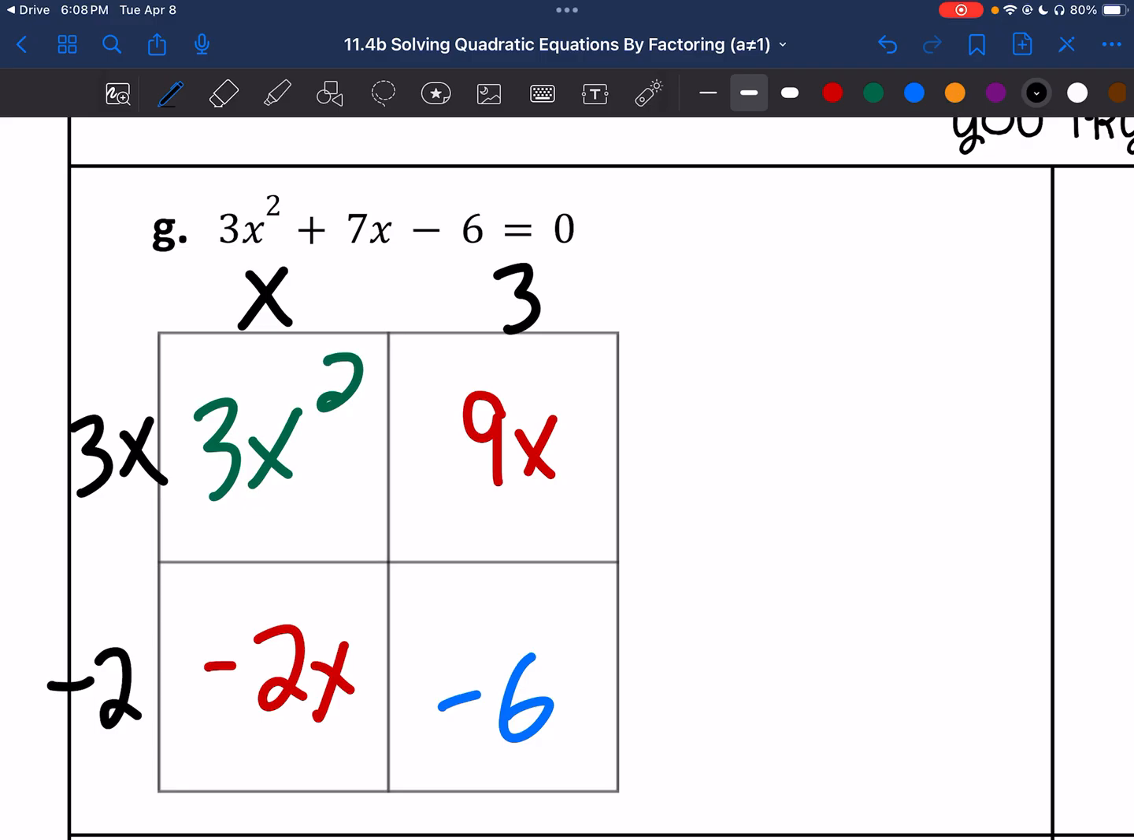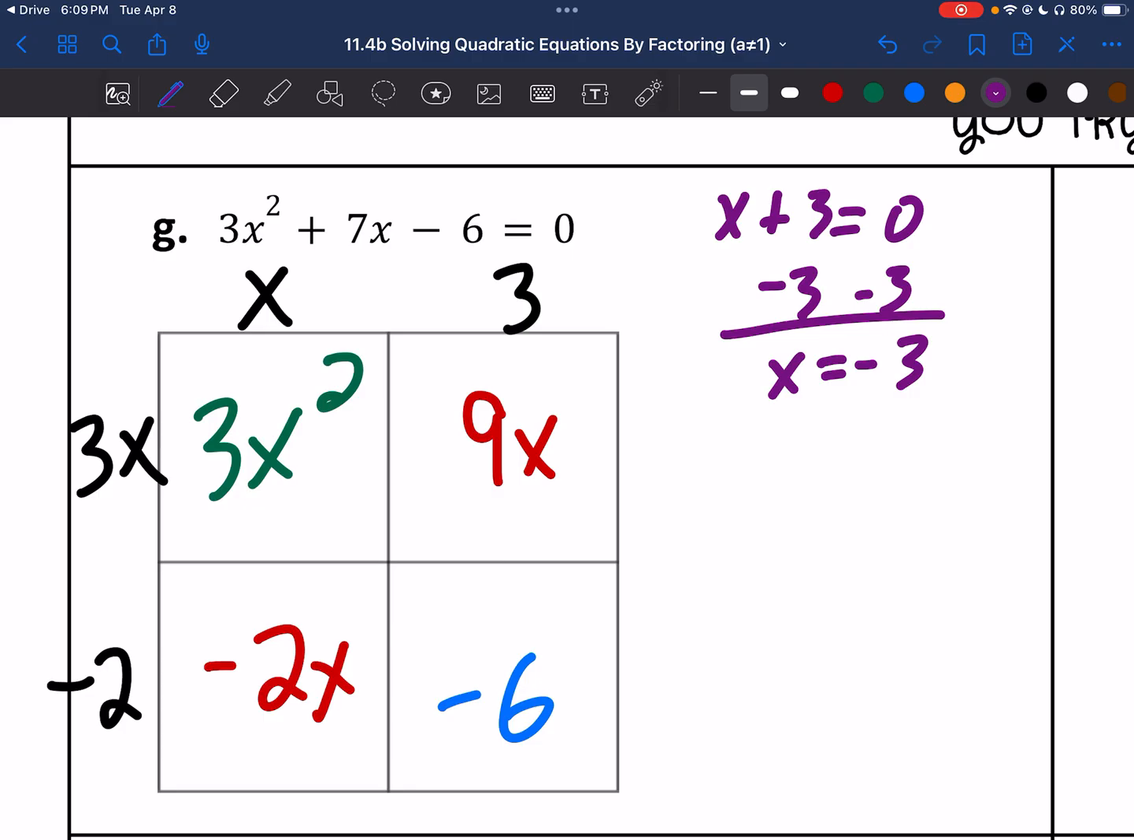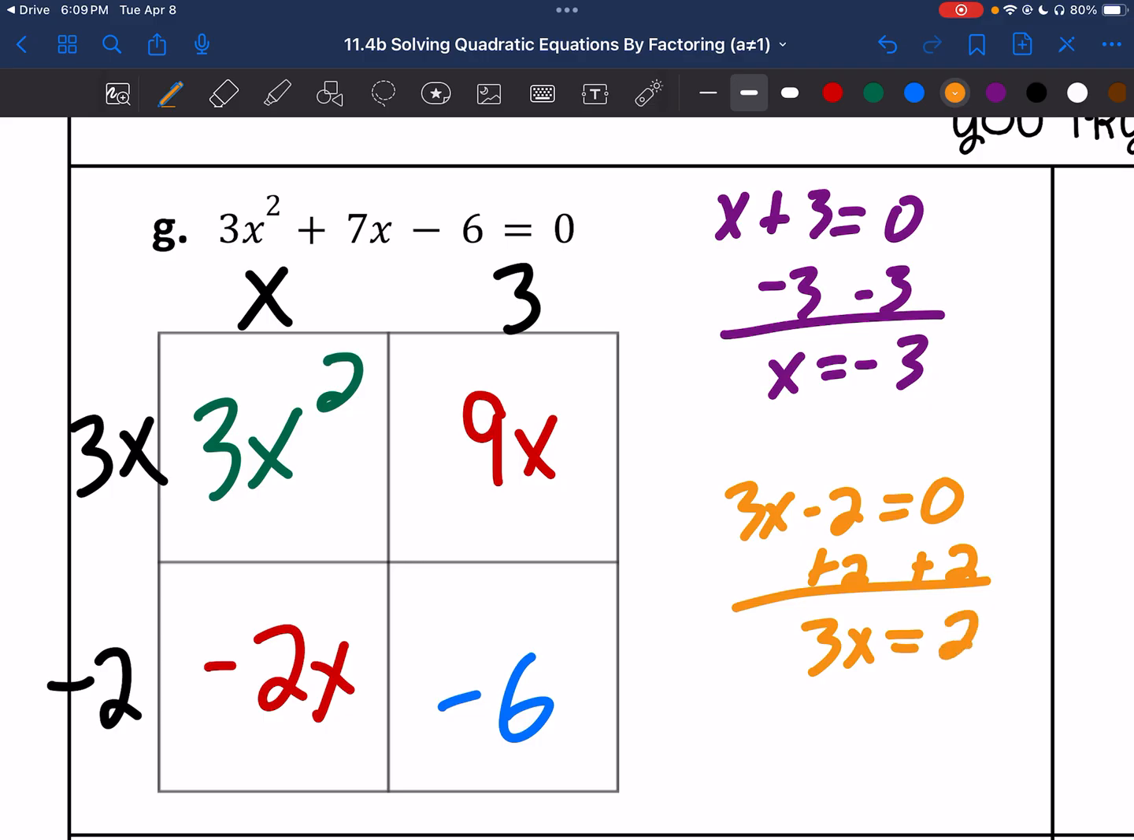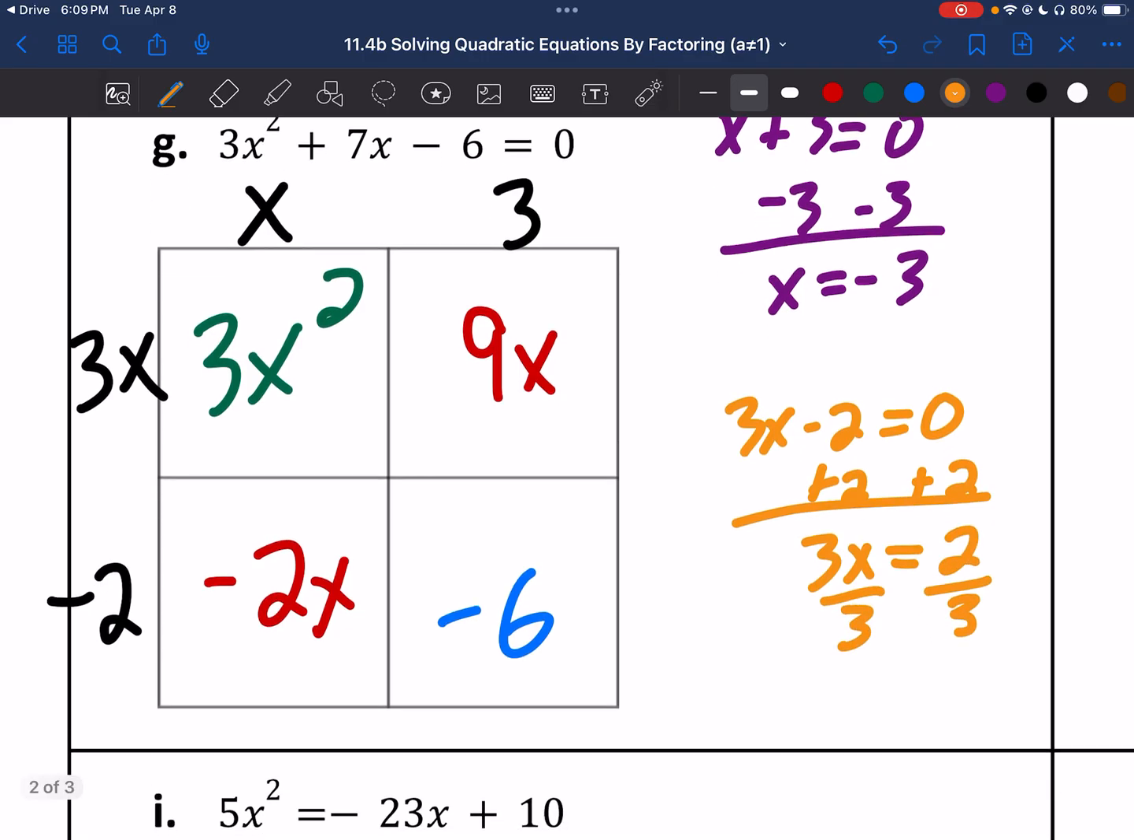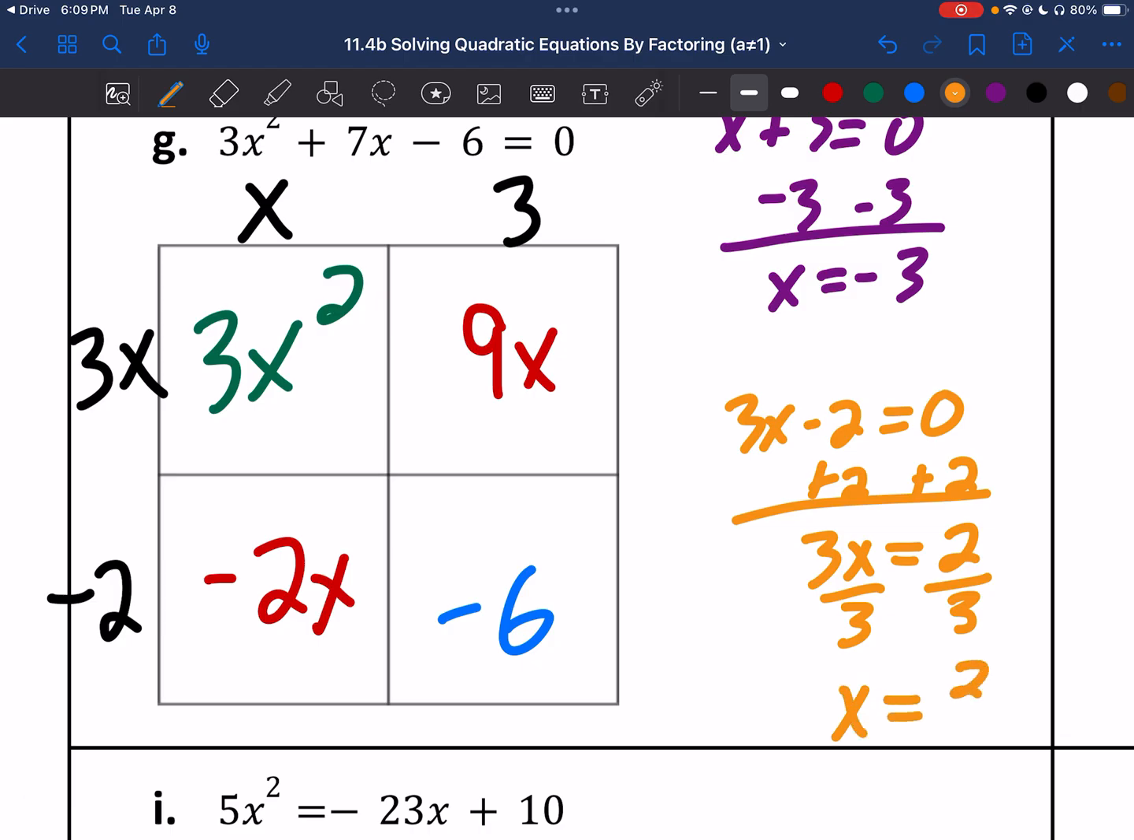So, x plus 3 equals 0. We subtract 3 from both sides, x equals negative 3. We have 3x minus 2 equals 0. We add 2 to both sides. And then we divide by 3. And we get that x equals 2/3. So negative 3 and 2/3.